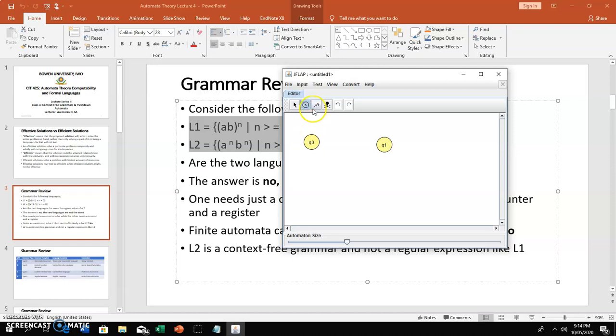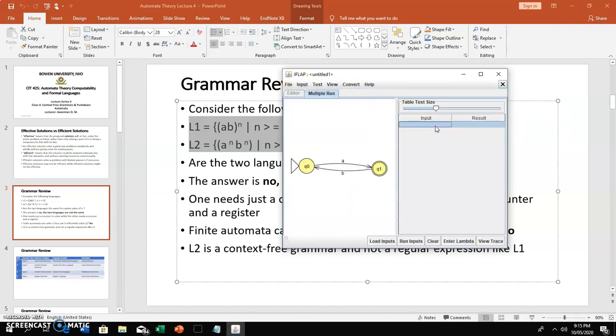For the first one, I can just easily do A goes to Q1, then B goes to Q2. Then I can make this the initial state, and I can make this the final state. That will solve the very first one, no questions asked. If you are in doubt, let's try and run it.